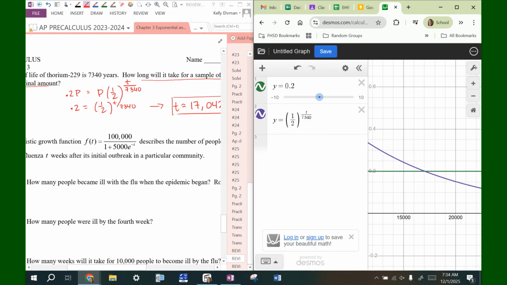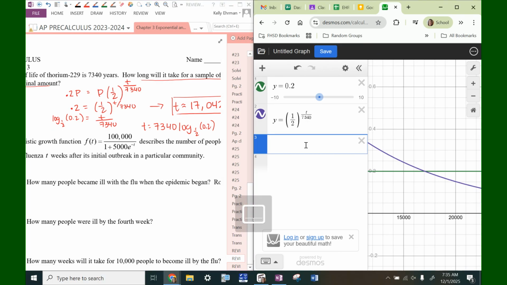If I were solving algebraically, I could log base 1/2 both sides. That would leave me with t over 7,340. And then if I type in multiplying 7,340 times the log base 1/2 of 0.2, I should get the same answer. So solving by graphing is supposed to be convenient. If it's not convenient for you, then you need to go to your algebraic skills, which we should be pretty solid on. We've been solving these for a little while now. So see how I get the same answer?